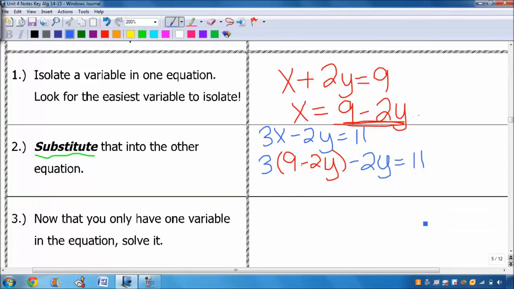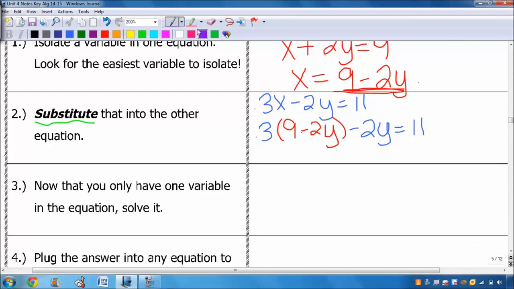Now if you notice, this equation had 2 variables. This equation only has 1 variable. Now it's so easy to solve. You know how to solve equations with just 1 variable in it. So let's go ahead and solve this equation. So step 3. Now that you only have 1 variable in the equation, solve it.